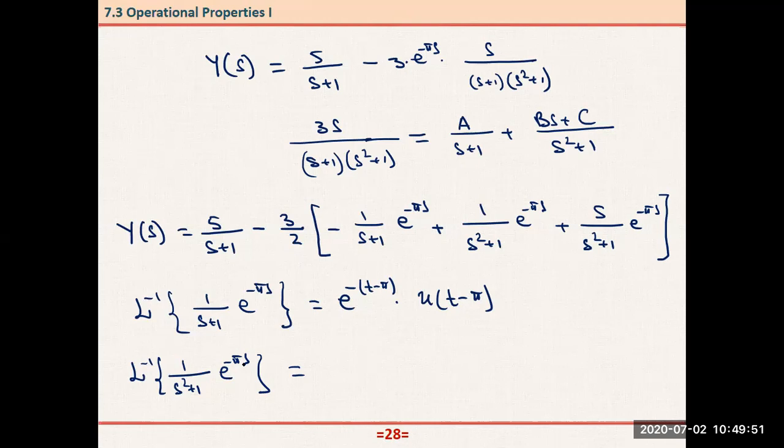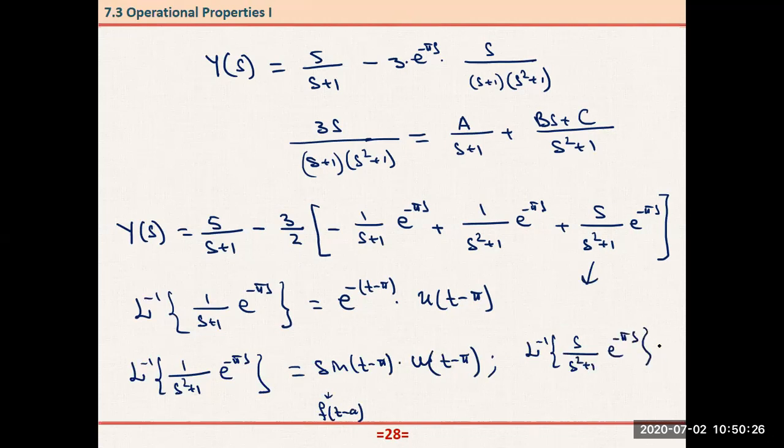But here, because of this one, we need to write sine of t. But if you remember, here we need to write f of t minus a. Our a is pi. So here we have sine of t minus pi times the unit function u of t minus pi. All right. In a similar way, I can find the last one, that is the inverse Laplace of s over s squared plus 1 times e to the power minus pi s, right?